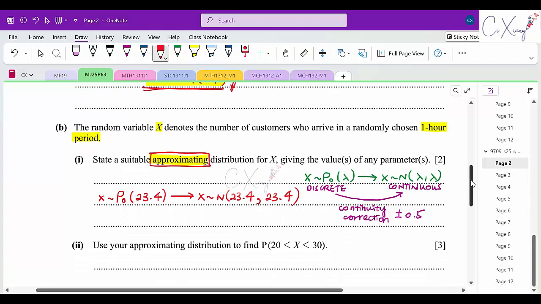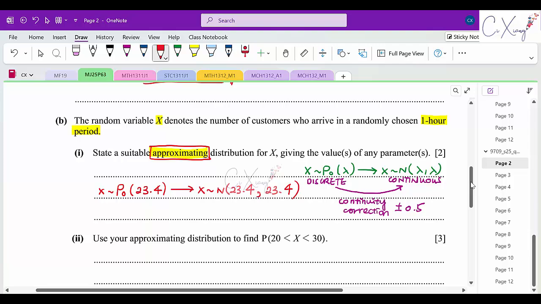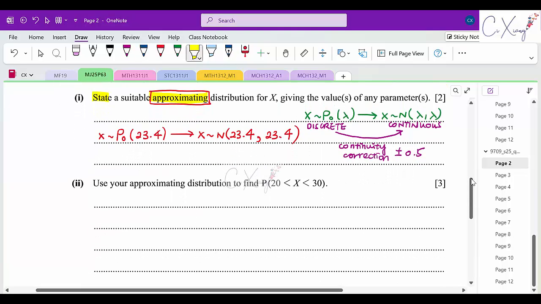Okay, and what is the probability that we want to find? So we are going to continue in part number 2. So this is part 1, because part 1 just asks us to state the suitable approximating distribution. The suitable distribution is the normal distribution, with mean and variance lambda the same, which is 23.4. After that, in part number 2, they want us to calculate the probability. Use your approximating distribution to find this probability here.